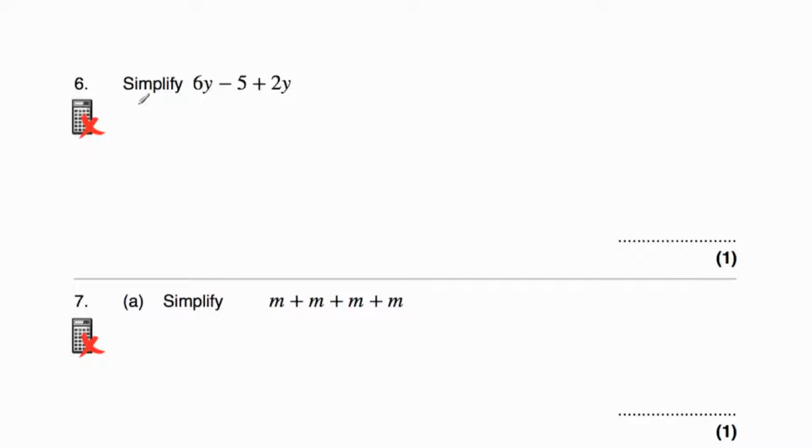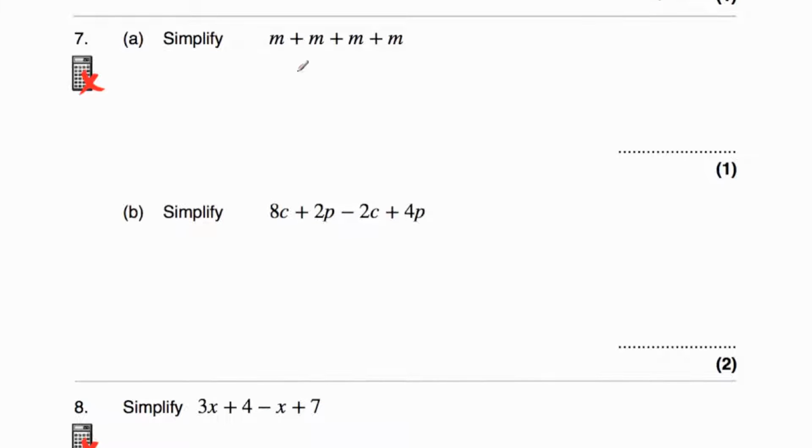Okay, question number 6 says simplify 6y take away 5 plus 2y. So let's deal with our y's first of all, our terms involving y's, and then we'll deal with our numbers at the end. So we've got 6y plus 2y. Well, 6y plus 2y is 8y, so let's write that down, 8y. And then we've just got minus 5. So the answer would be 8y minus 5. We just added the 2y to the 6y to get 8y, and then we've just got our minus 5.